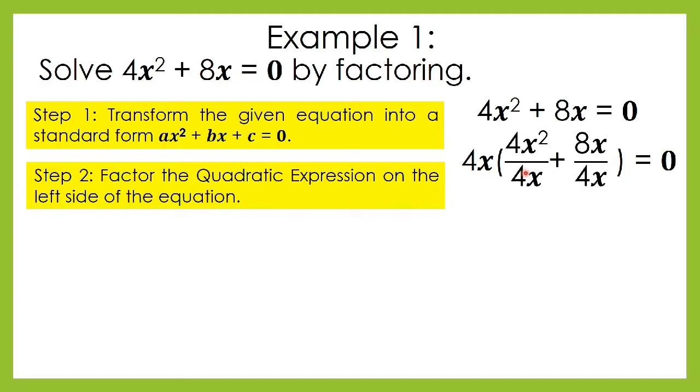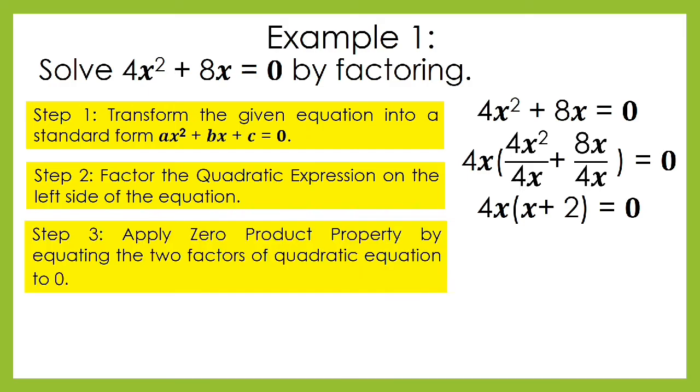To find the other factors, i-divide natin si 4x squared sa first factor which is 4x. And then, divide 8x by the first factor which is 4x. And then, we simplify. We now have 4x, the first factor. 4x squared divided by 4x is equal to x plus 8x divided by 4x is 2 equals 0.